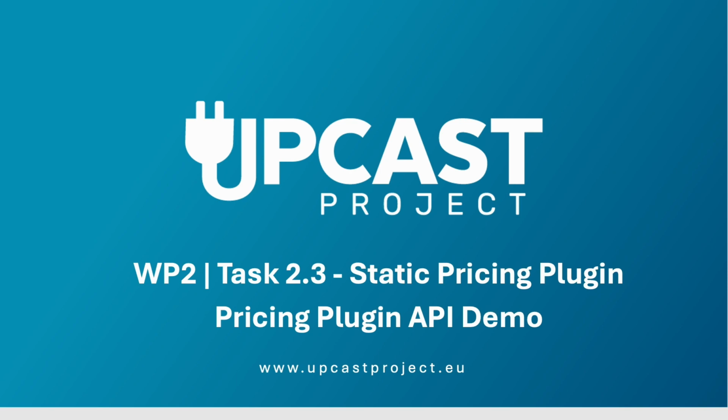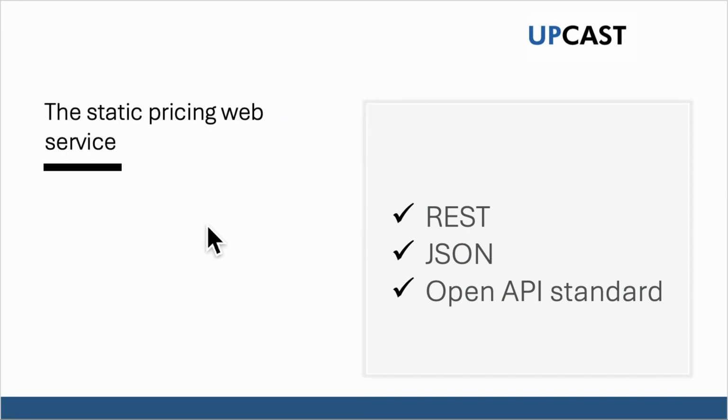And now we showcase the demo of the first version of the pricing plugin API. We will talk about the REST API. The static pricing plugin is a web service that adheres to HTTP, REST, JSON, and OpenAPI specification standards. In other words, it is an application that exchanges data when requested with other applications over the internet. The exchanged data are in the form of a JSON format. JSON is a human-readable format based on key value structure.